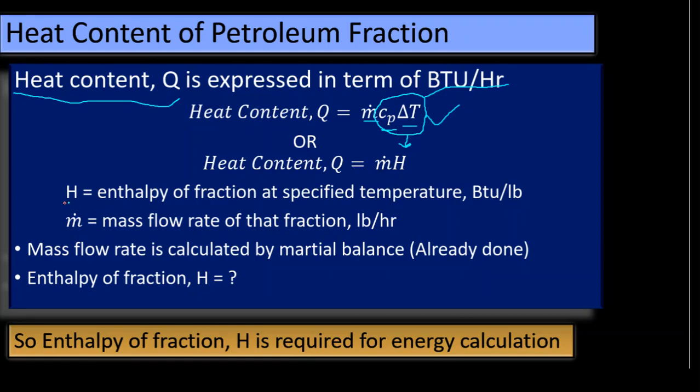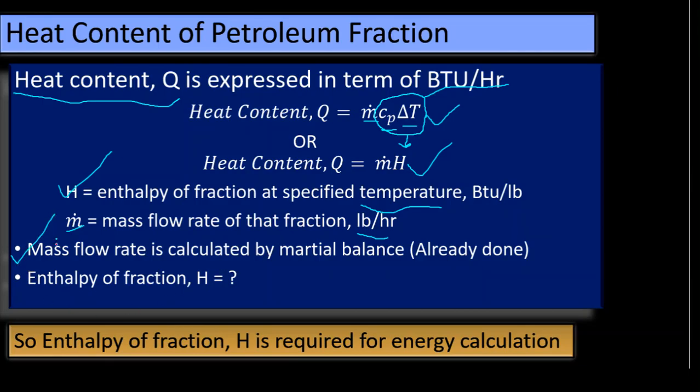Here H is the enthalpy of the fractions in the hydrocarbon at a particular temperature, in BTU per pound, and the mass flow rate, m dot, is given in pounds per hour. So we are going to use this second formula, m dot H, in our energy balance calculation, in our heat calculation. It has two terms: one is mass flow rate, the second is enthalpy.